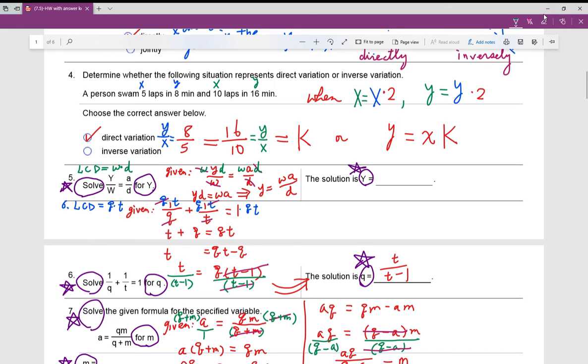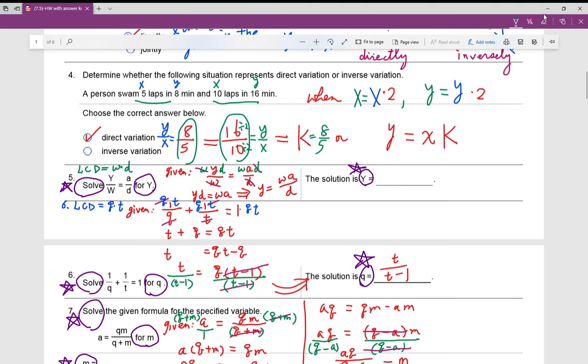a person swam 5 laps in 8 minutes and 10 laps in 60 minutes. So looks like y divided by x on these two data. Y divided by x, they are the constant number, always a over 5. When you reduce, divide by 2, it's always a over 5. Okay? So this means the rate variation.